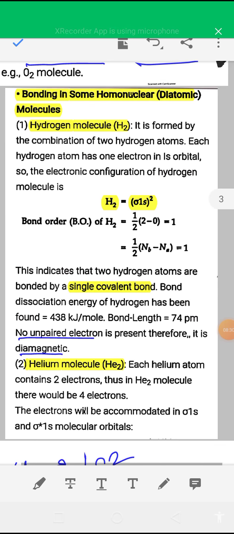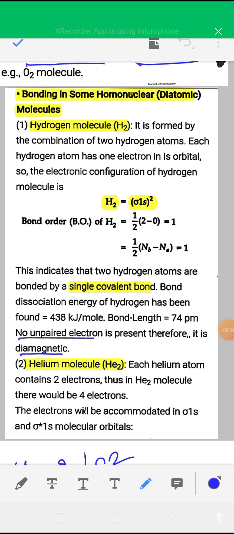So what is the bond order of the hydrogen molecule? In the hydrogen molecule, there are 2 electrons in the sigma 1s orbital, and there is no electron in the antibonding molecular orbital. So the bond order of the hydrogen molecule is half into 2 minus 0, that is 1. So in the hydrogen molecule there is a single covalent bond between two hydrogen atoms because its bond order is 1.